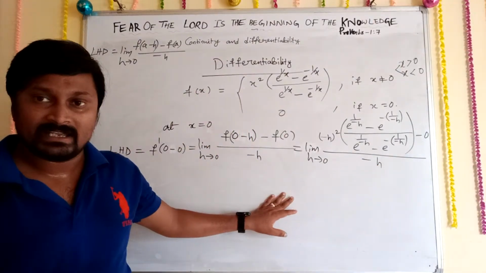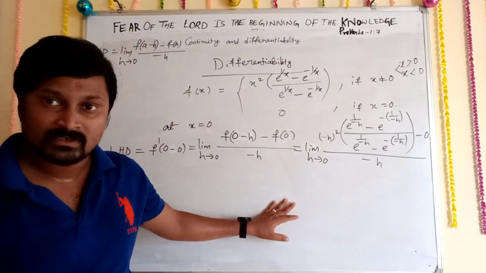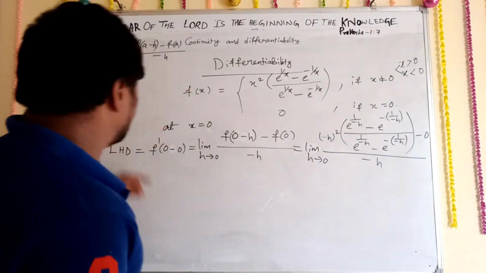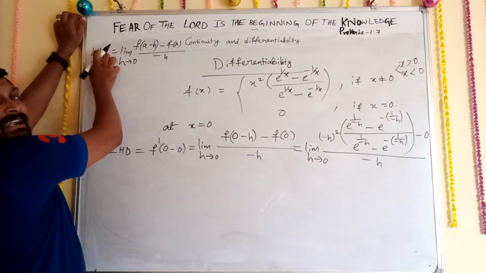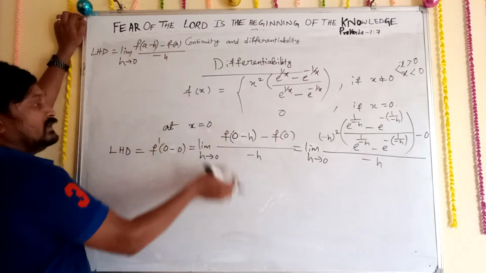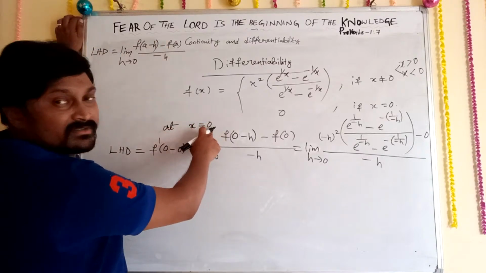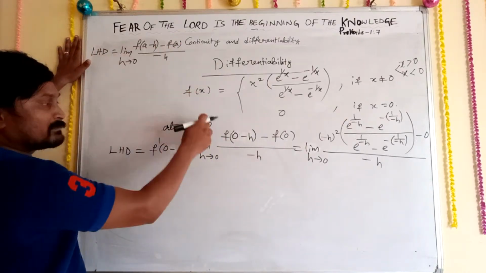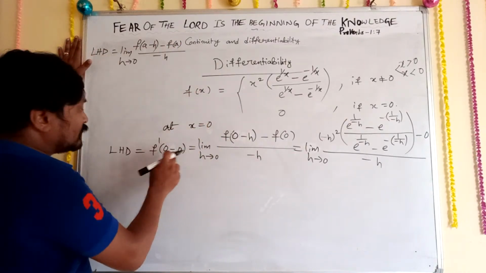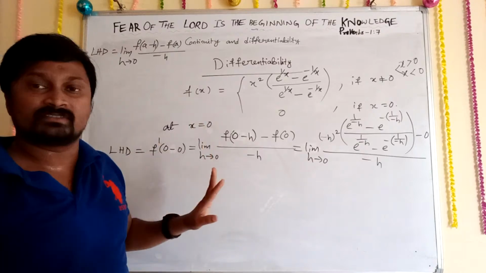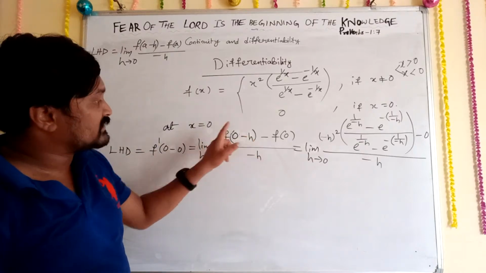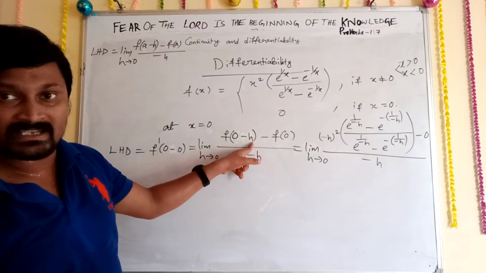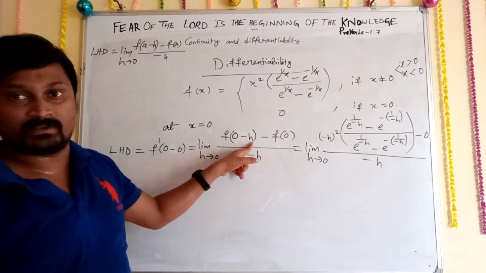Up to here, anyone having any doubt? So what I was substituting here, it is clearly understood. Here, this is your left hand derivative formula. So here they said at x is equal to 0, I have to check the differentiability. So wherever a is there, substitute x is equal to 0. So we substituted x is equal to 0 now. So after substituting 0, 0 minus h means what you get? Minus h.